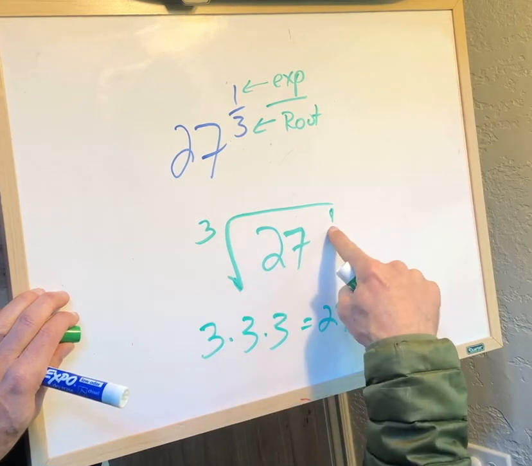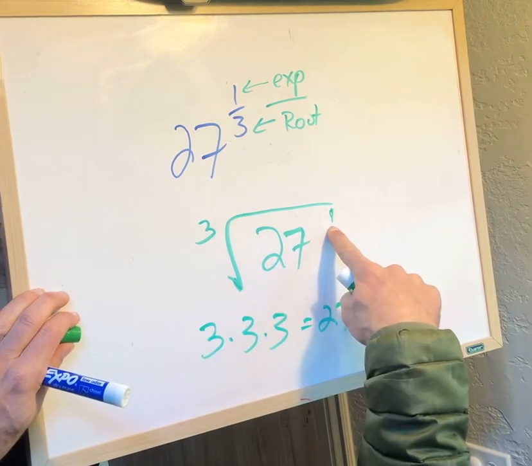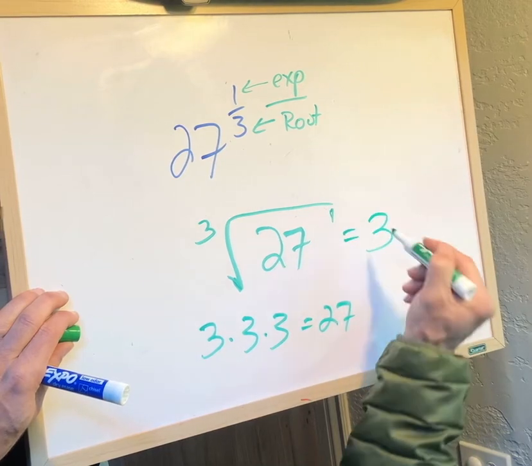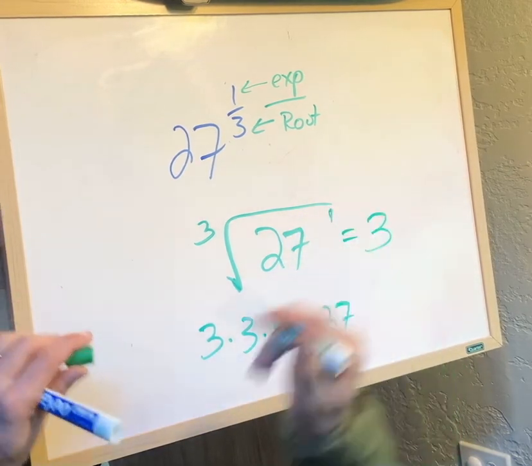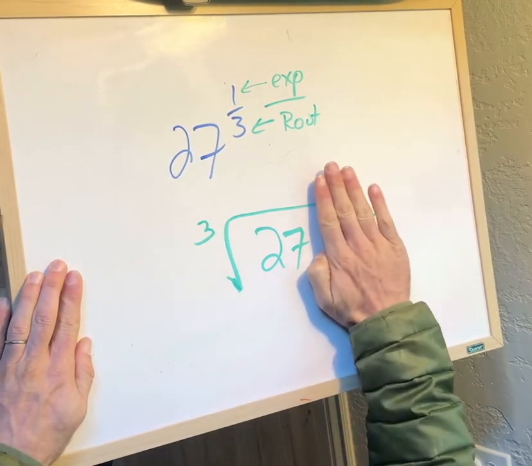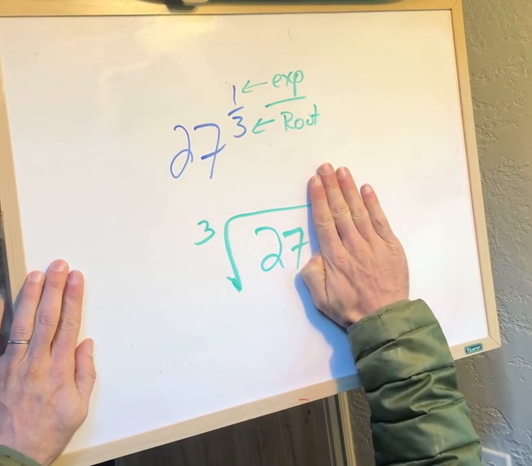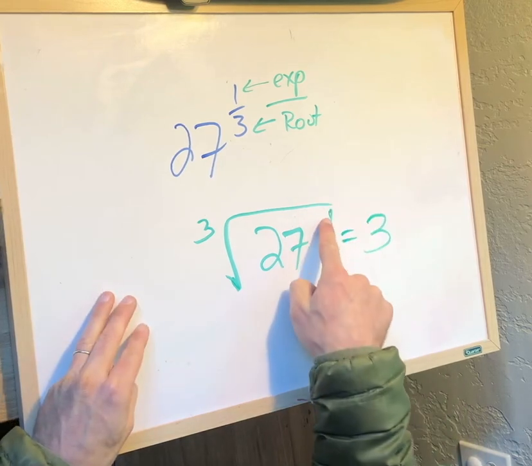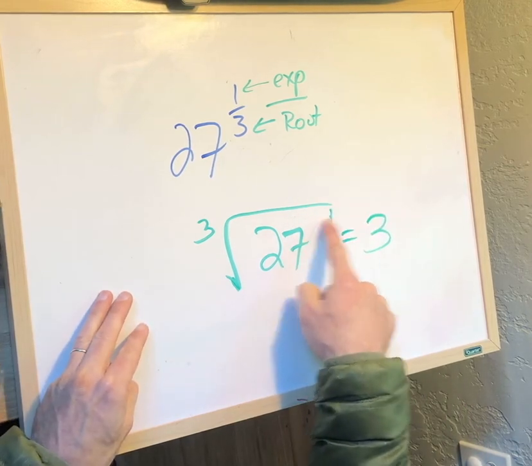And then you're going to raise it to this exponent. 3 to the first is equal to 3. So this is what you do. What is the cube root of 27? 3. And then raise that number to this exponent, 1. 3 to the first is 3.